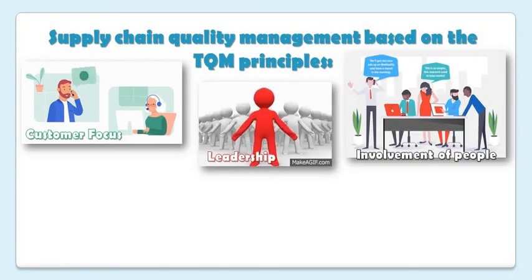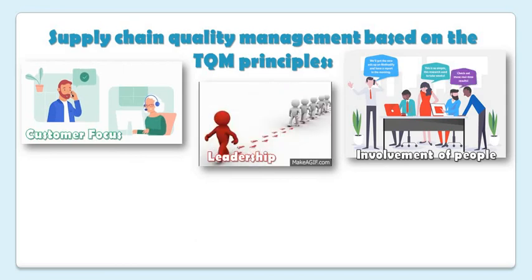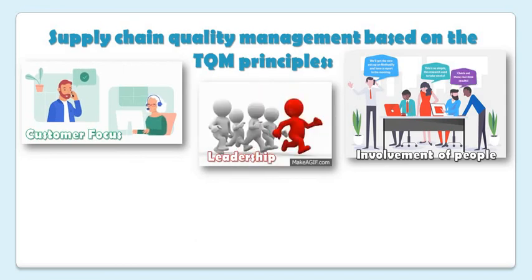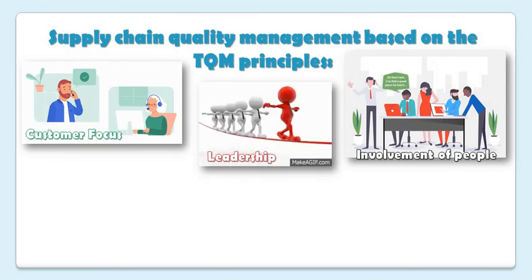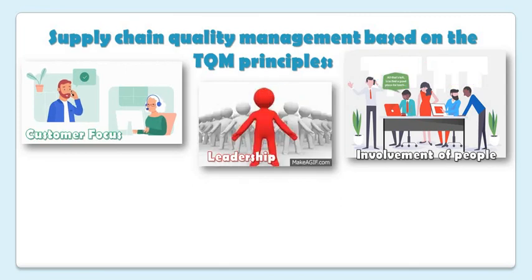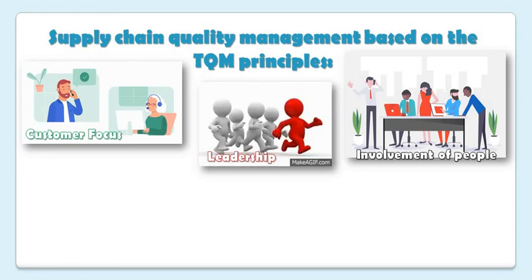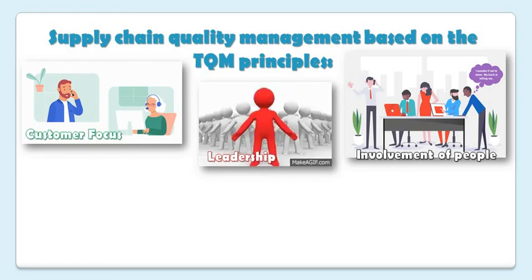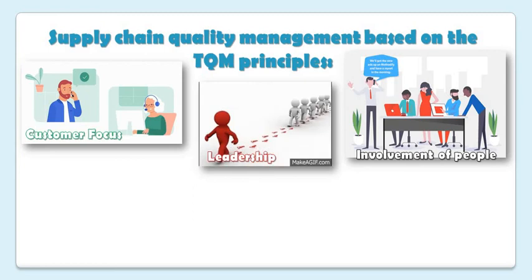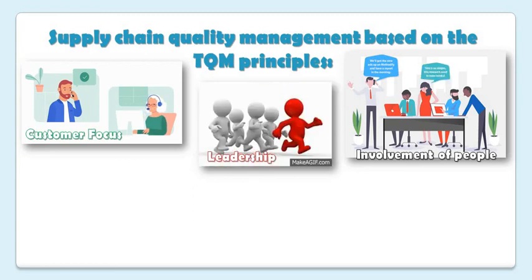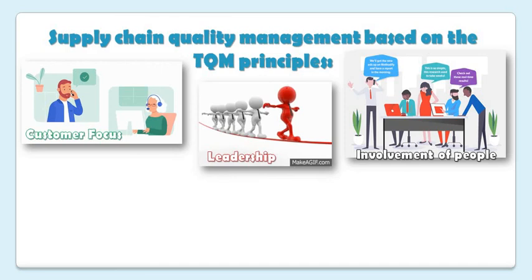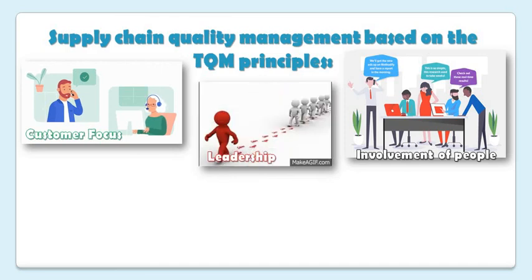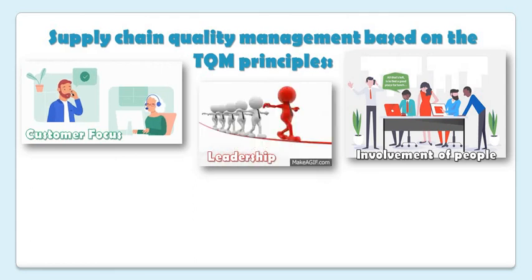Third is the involvement of people. The exertion of the enthusiasm and creativity of all employees is the precondition of the actual effect of quality management. In supply chain circumstances, an up-and-coming, excellent work atmosphere should be established to inspire the enthusiasm and creativity of the employees of all the members. So each employee should understand their role and also their responsibility in the supply chain system.